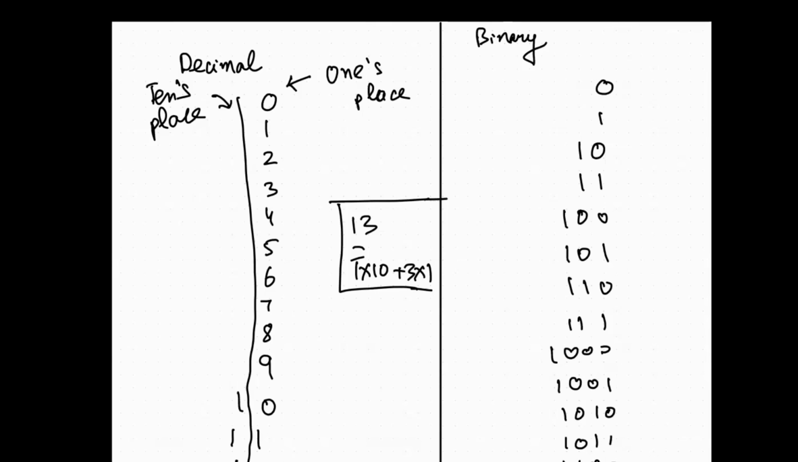0001, 1010, 1011, 1100, 1101, right? Now, if you have to look at any number in binary, instead of having ones place, tens place, hundreds place, what places do we say?